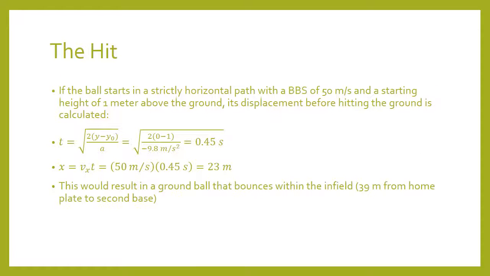Let's calculate the ball's displacement if it's hit in a strictly horizontal path with a batted ball speed of 50 meters per second and it's hit from a height of 1 meter above the ground. That means it's going to take 0.45 seconds, as we calculate here, for gravity to bring it to the ground, and in that time it's going to travel a horizontal distance of 23 meters. The standard Major League Baseball infield is larger than 23 meters. Thus, this ball is going to bounce within the infield and probably result in a ground ball out.